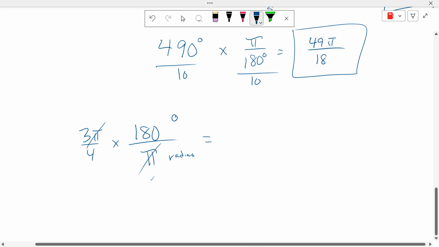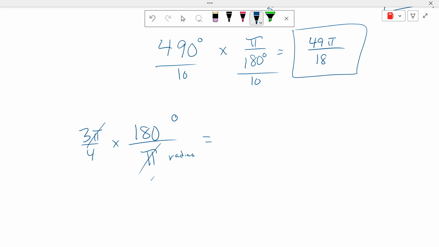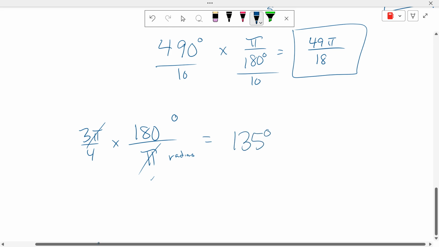Okay? So what's 3/4 of 180? 3/4 of 180. 135 degrees. So in 3 pi over 4 radians, there's 135 degrees.